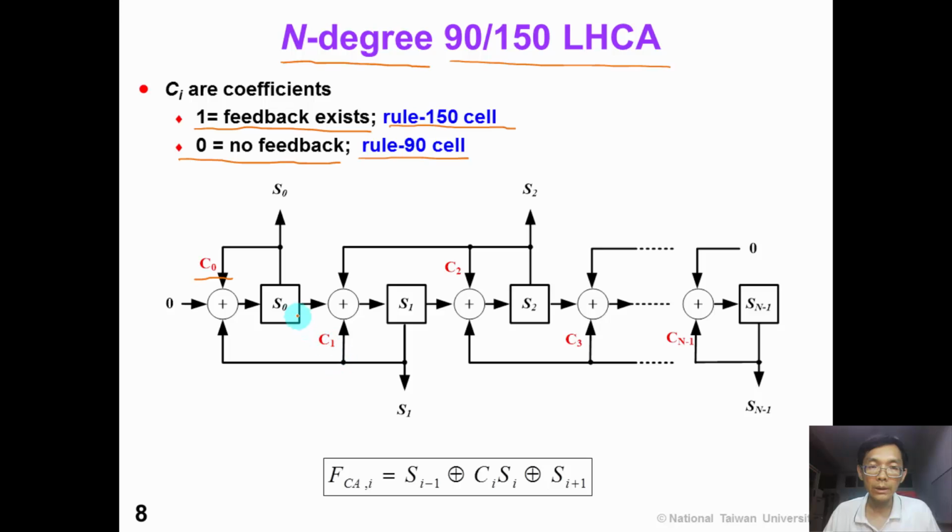For each cell i, there must be a feedback from the left cell, and there must be a feedback from the right cell. The feedback from itself is configurable. So f_CA i is equal to the left neighbor, which is S i-1, exclusive or the right neighbor, which is S i+1, and the cell itself. This one is configurable.